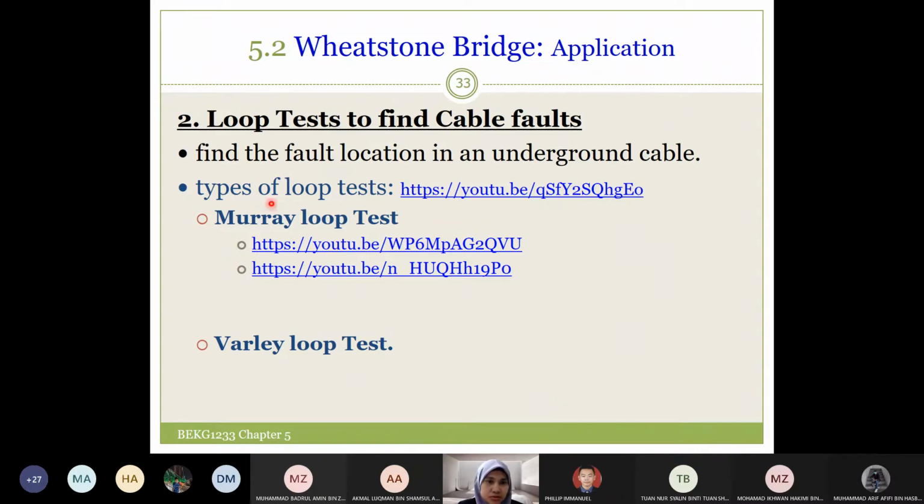Okay, so there are two types of tests: the Murray loop test and the Varley loop test. Both tests are used to find cable faults in an underground cable. So the concept of this loop test is using the Wheatstone bridge. You may watch this YouTube video to find out more.